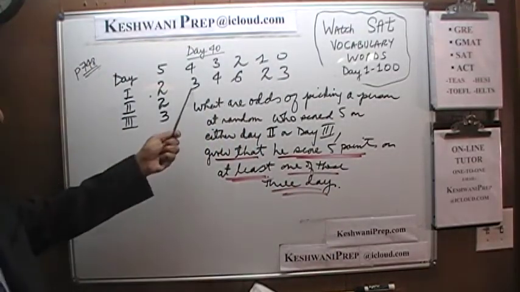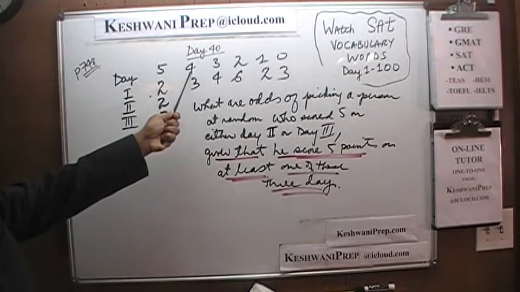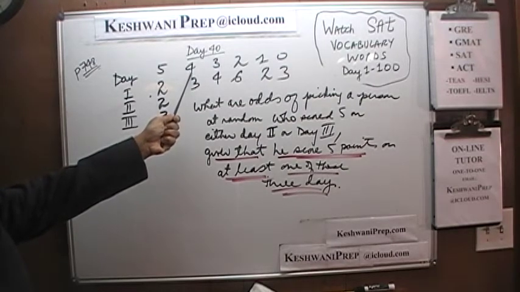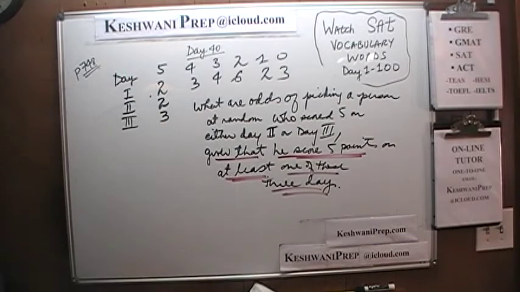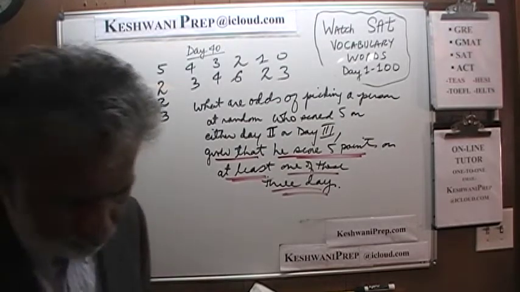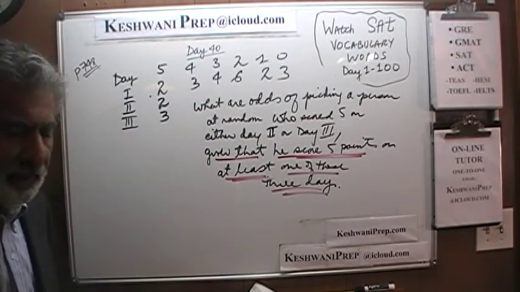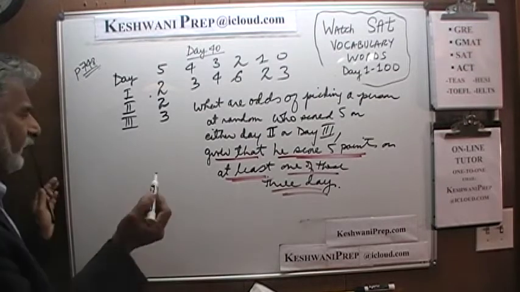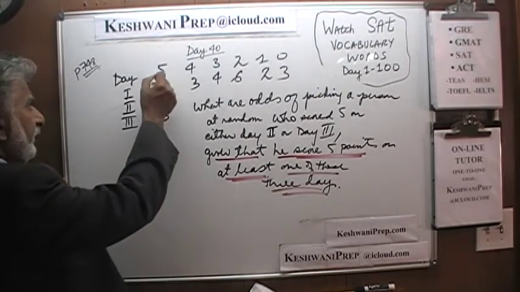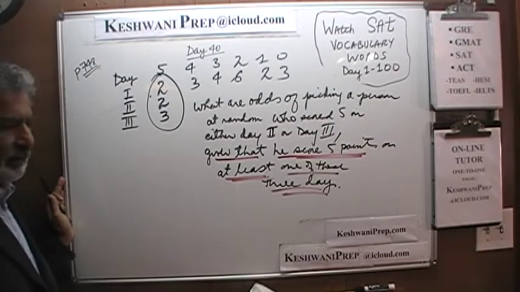In other words, we cannot pick that person, because that person only scored 4 points. Do you understand? And they go on to tell us later on that nobody scored, you can read the details. What we're dealing with here are the people who scored only 5 points. That's the condition here.